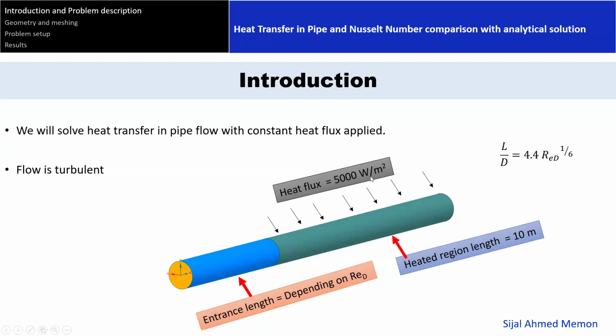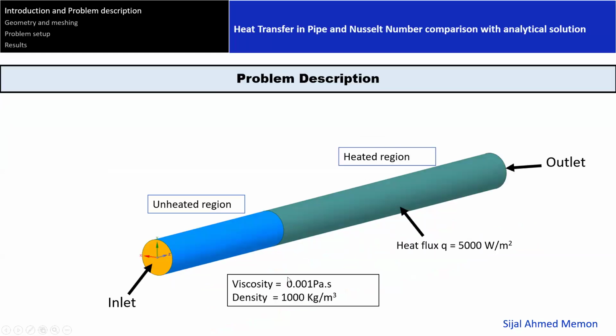I put the heat flux of 5,000 watt per meter square. I put the viscosity as 0.001 and density as 1000 kilogram per meter cube. These are the properties for water. Previously, we were solving the problem with air. So water or air doesn't matter. What matters is the Reynolds number. If this is the same, then we should be getting similar results. Same results in non-dimensional form, and the trend in dimensional figures should be similar. They cannot be the same, but they should be similar.